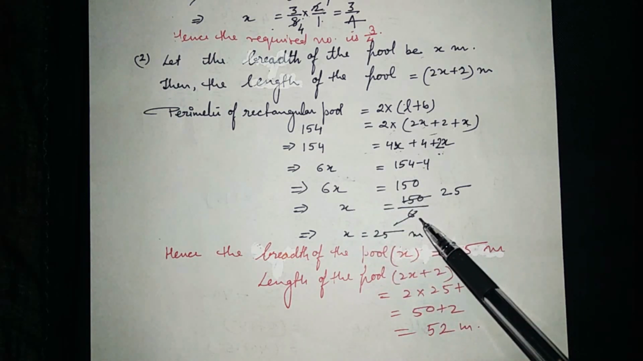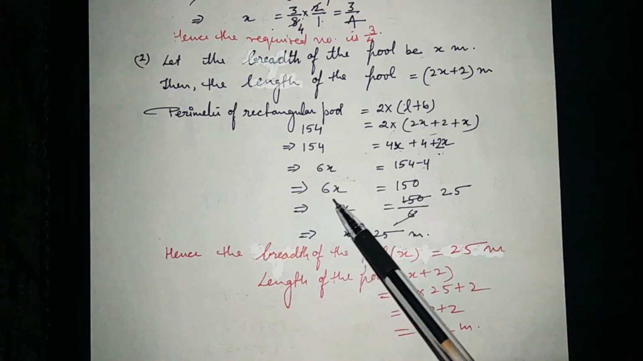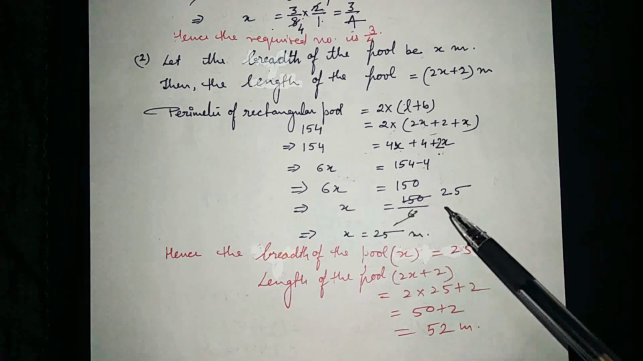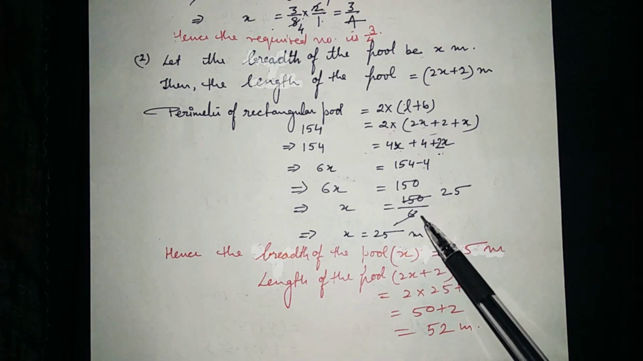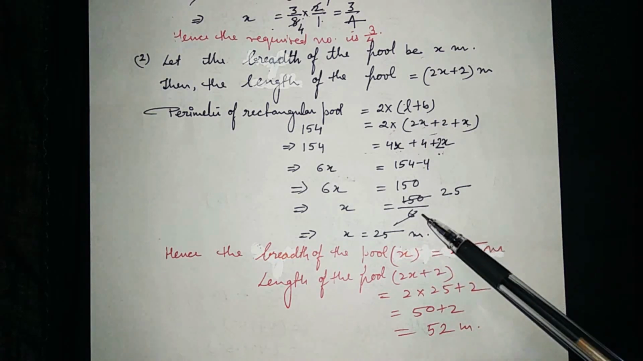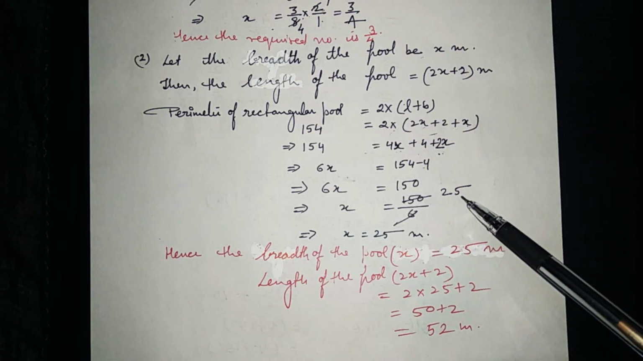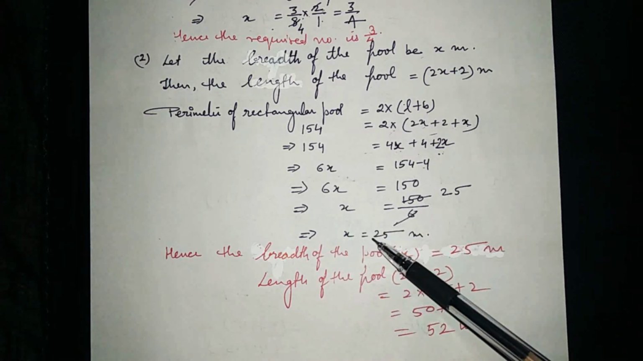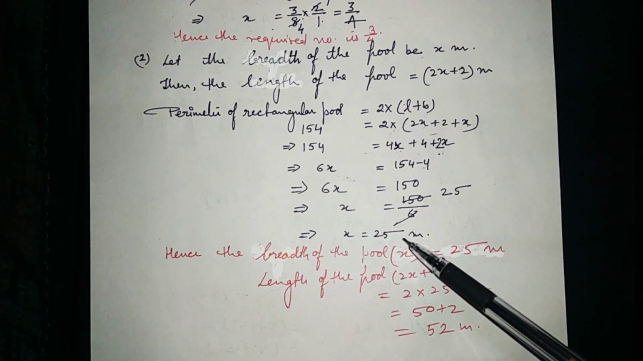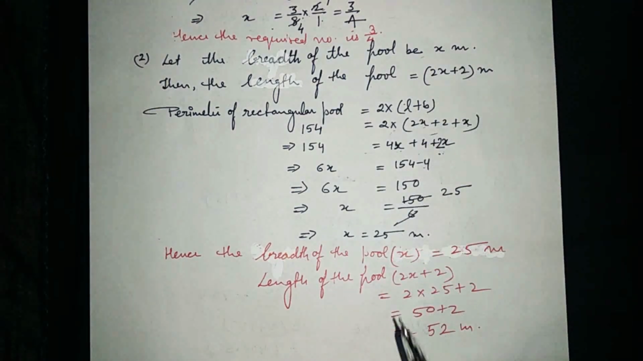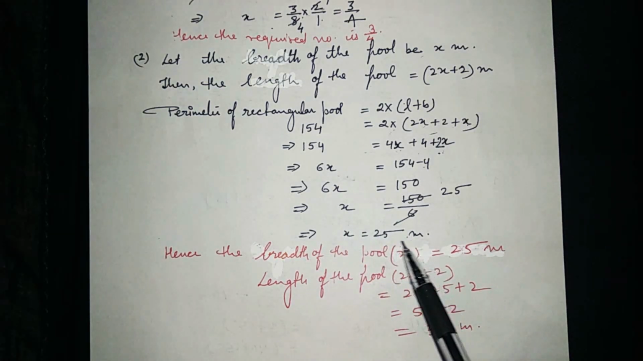150 divided by 6. Why? Because this 6 is in multiplication on the left hand side, and if we transpose it to the right hand side, then 150 upon 6 will come. And then we reduce it. 6 into 25 is 150, and when we divide 150 by 6, we get 25. So like this we have got x is equal to 25 meter. Here you can see x we have assumed as the breadth. So what have we got here? We have got the breadth of the pool, 25 meter.